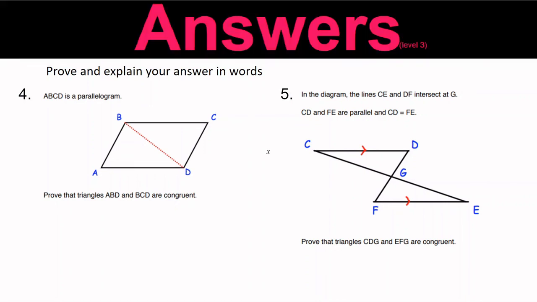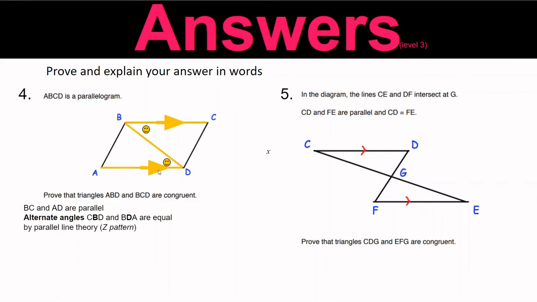Here they come though. For question 4, we know this is a parallelogram. So that means that we know side lengths BC and AD are parallel to each other. And if you know about parallel lines, there's a set of rules that explain the angles that are formed between parallel lines and a line that crosses through them. As we can see here, we formed a Z pattern. And the angles in a Z pattern are called the alternate angles. They're equal to each other.